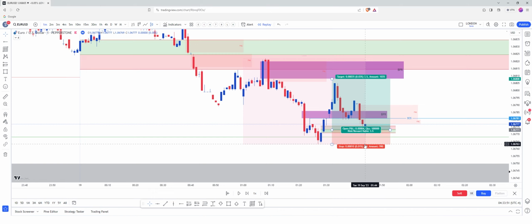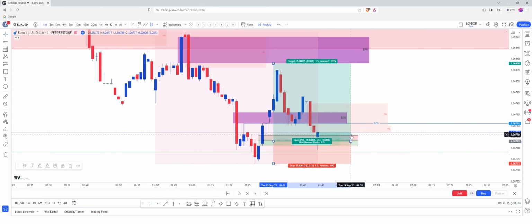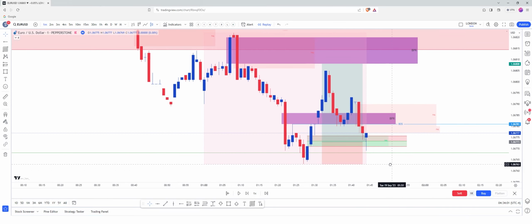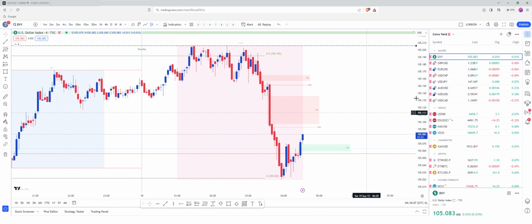So we're at 44 minutes past. We've got a pin hammer. We're respecting 50% of this fair value gap. This is just absolute textbook. However, I didn't enter. So the mistake I made was I was looking at Dixie.